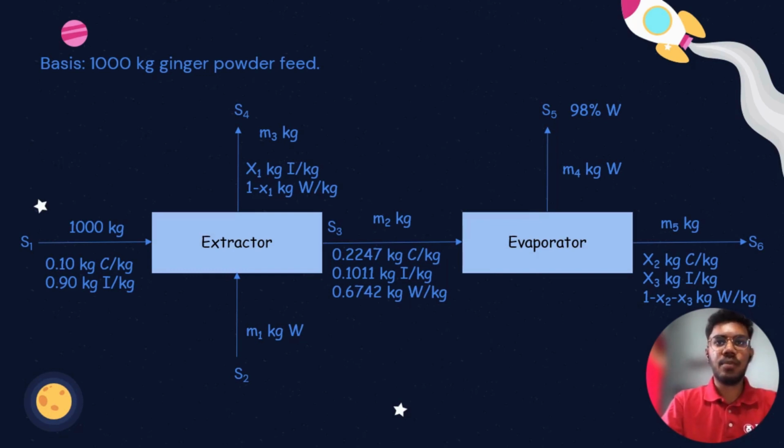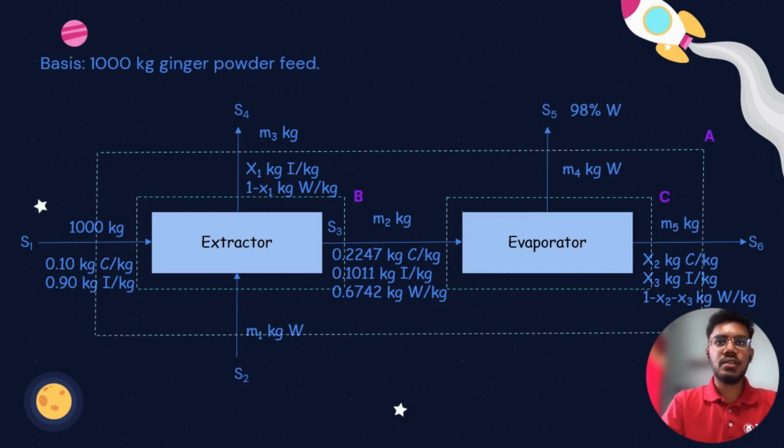And for the evaporator, stream 3 is fed inside the evaporator, and 98% of water from stream 3 is evaporated through stream 5. And the final product flows through stream 6, which contains M5 kilograms. In the description, we are given the components for stream 1 and stream 3, and for the other streams we have assigned the unknowns.